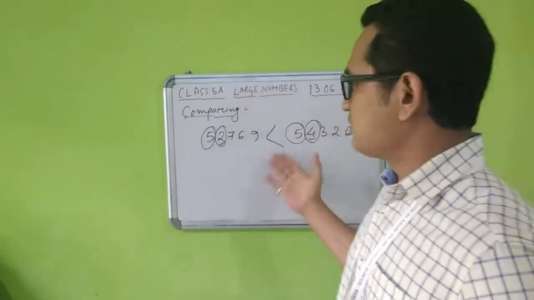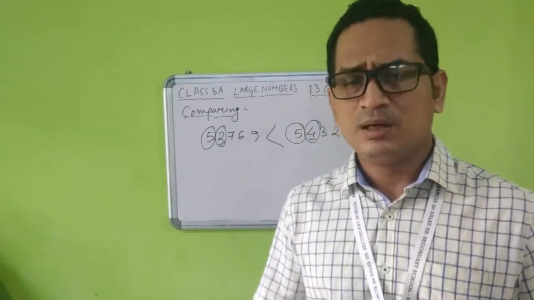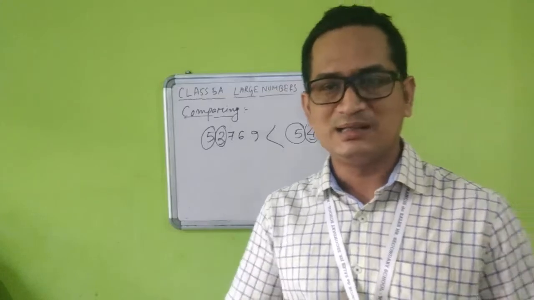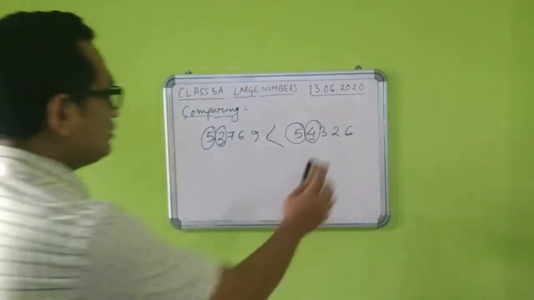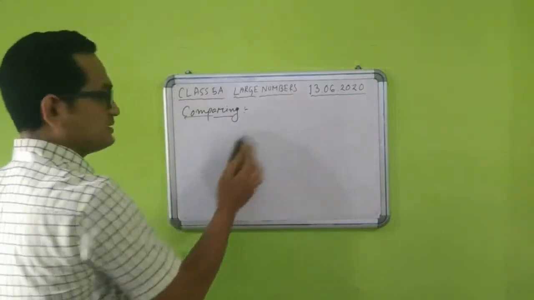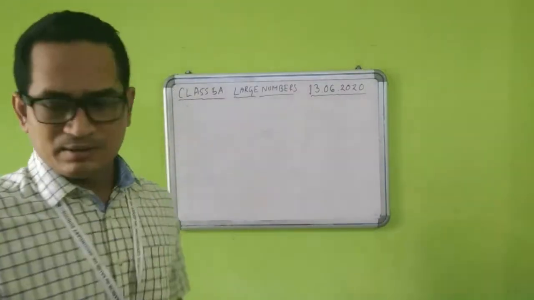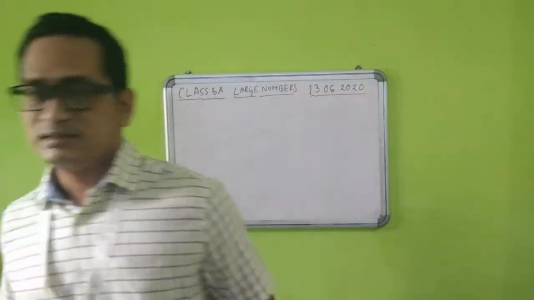Now I have given you an example of a 5 digit number. That same thing can be applied for 6 digit, 7 digit, 8 digit, 9 digit numbers. Fine. Okay. So that is about comparing numbers. Now let us go ahead with the next part, that is arranging.